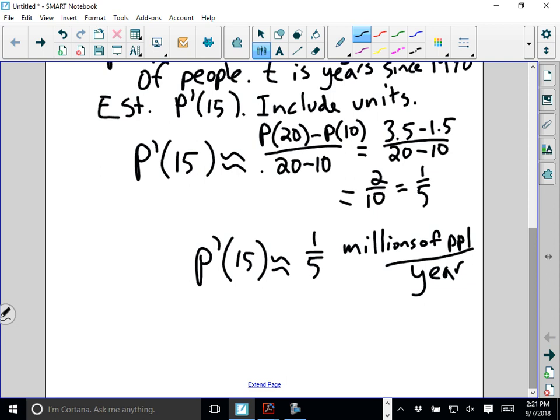Okay, so that's how we estimate derivatives. Don't forget about units. Don't forget about approximately equal. Don't forget about difference quotient. All those things are very important. Okay, let's look at average rate of change.